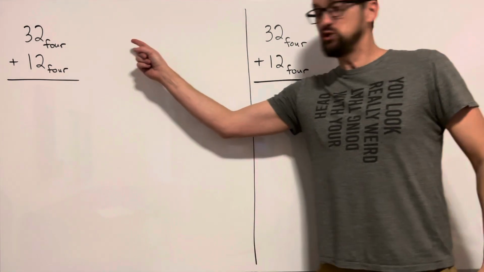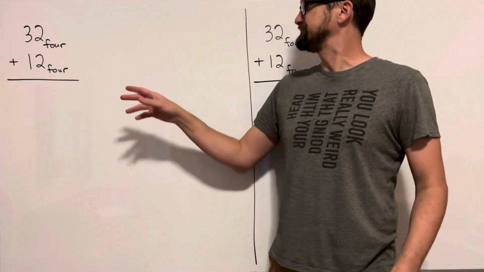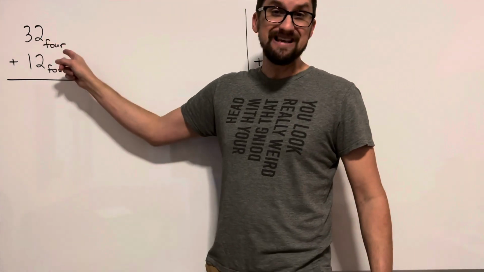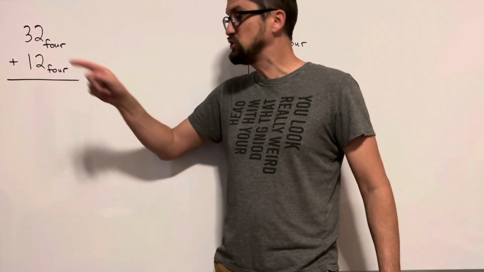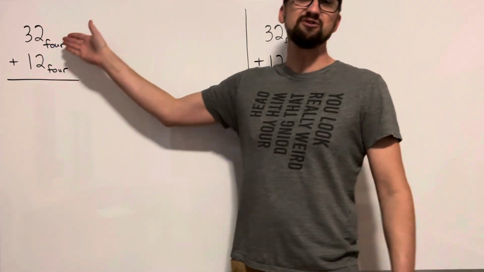Let's add these two base 4 numbers together. I'm going to show you 2 ways of doing it. Now this is 32 base 4 plus 12 base 4. It's not 32 plus 12. These are base 4 numbers.